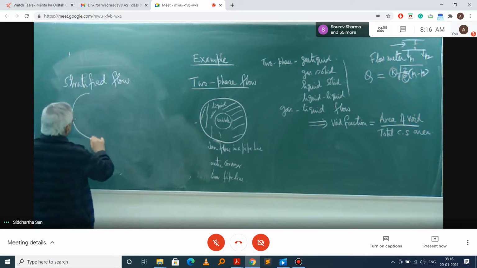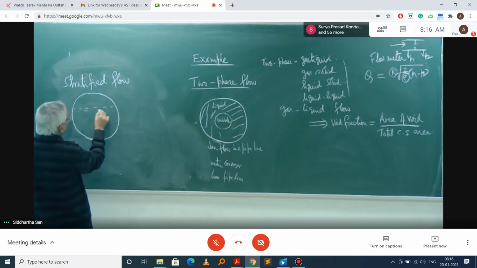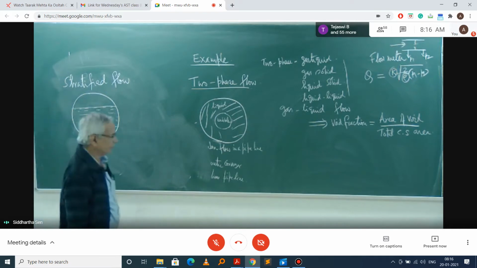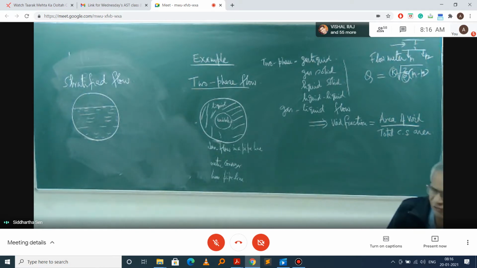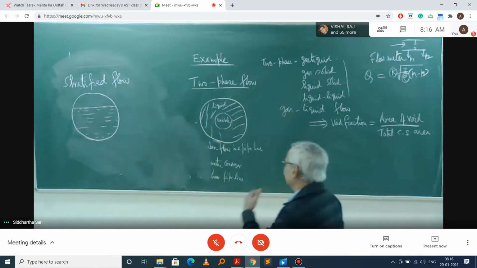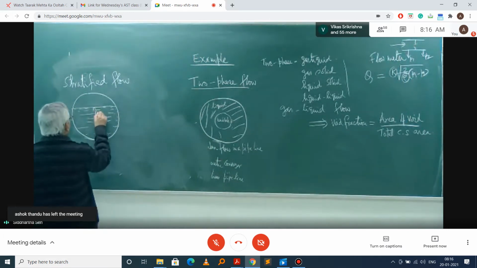Which is like this, it's a two-phase flow, but say it is horizontal. A horizontal pipeline, the liquid is not full, it is half filled at some time. So basically, we want to know what is the height of this one there.